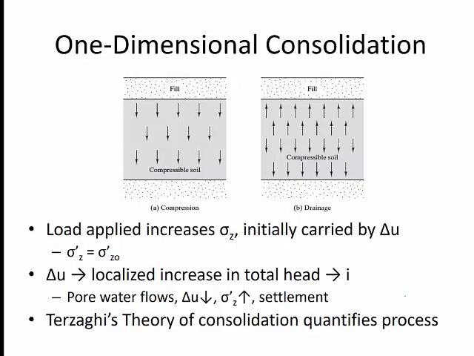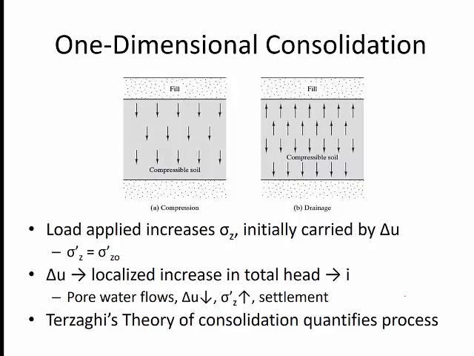But now we don't know what will occur over time. That doesn't give us any indication of time. That's the ultimate consolidation, just utilizing the e log p plots. So now we want to look at how we can determine the amount of time it takes for the soil to complete its primary consolidation. That utilizes an interesting theory that Terzaghi came up with to quantify this process.